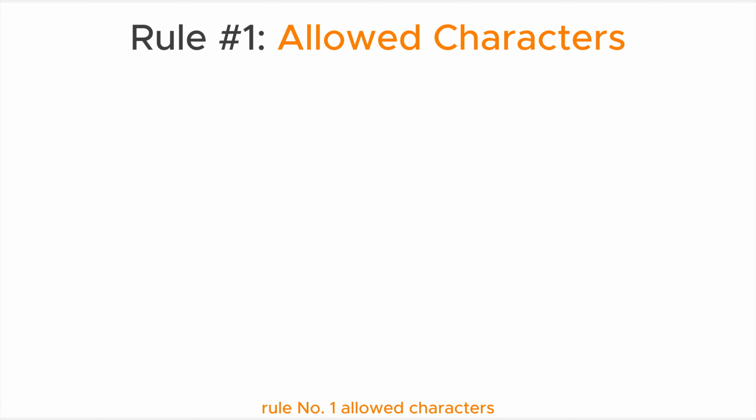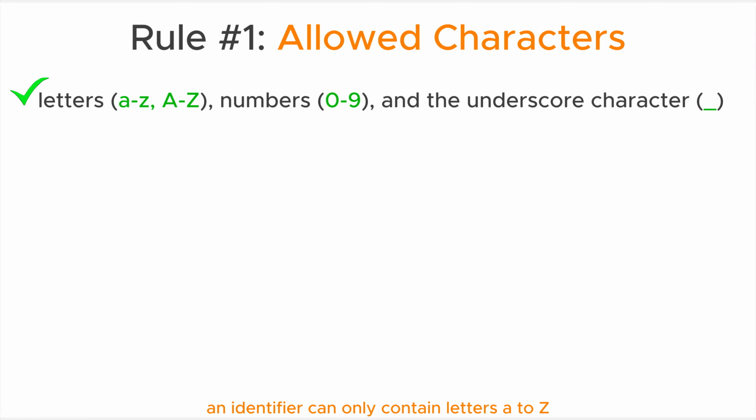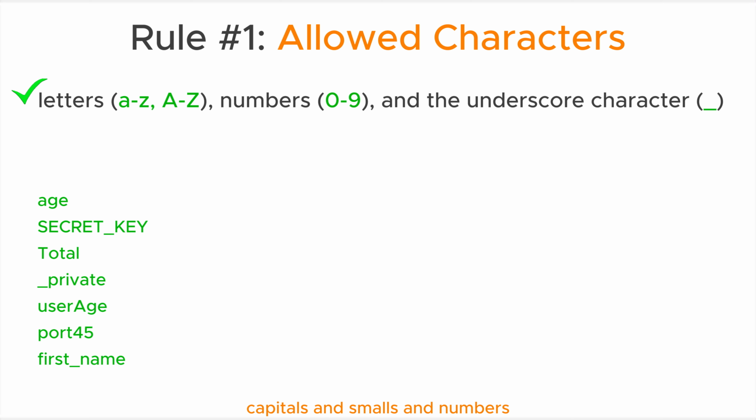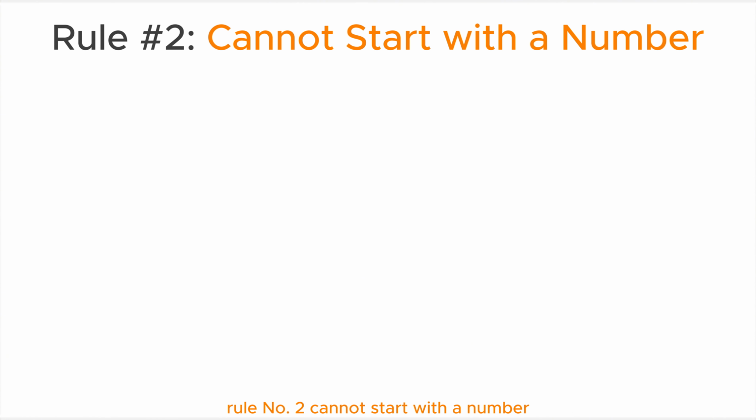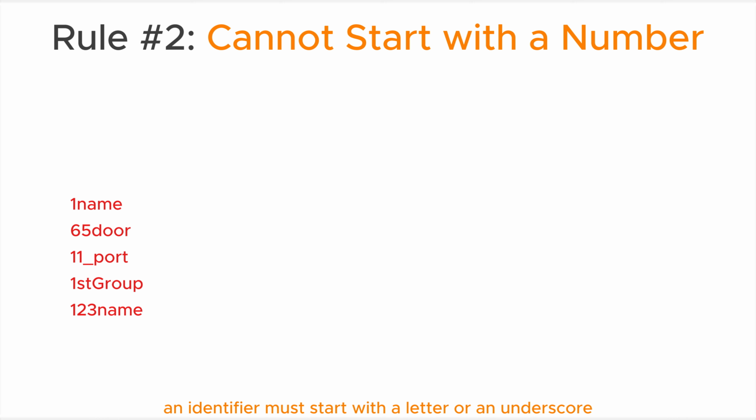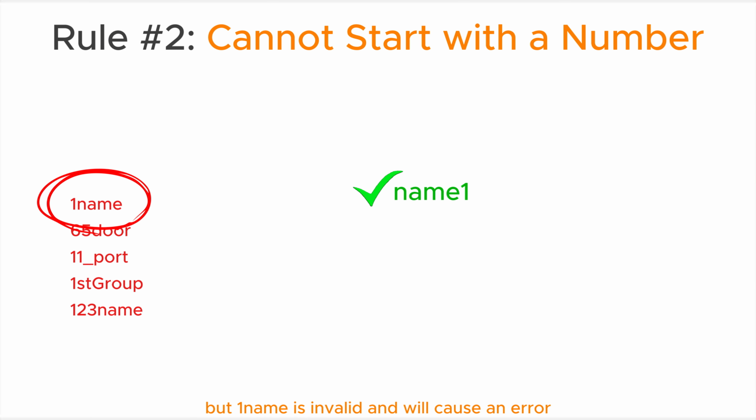Let's go through the official rules for creating a valid identifier in Python. Rule number one, allowed characters. An identifier can only contain letters A to Z, capitals and smalls, and numbers, and the underscore character. That's it. No other symbols like exclamation mark, sharp, dollar sign, or hyphen are allowed. Rule number two, cannot start with a number. An identifier must start with a letter or an underscore. It cannot start with a number. For example, name1 is a valid identifier, but 1name is invalid and will cause an error.